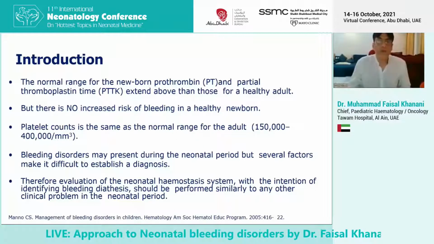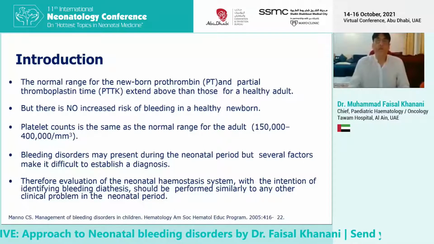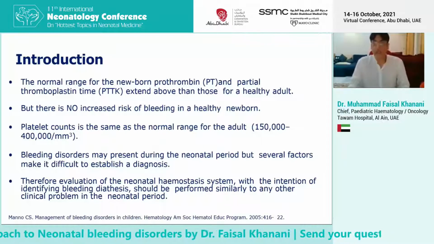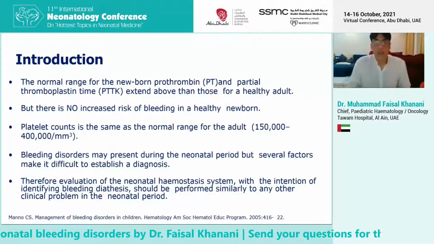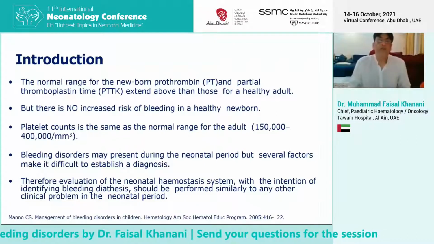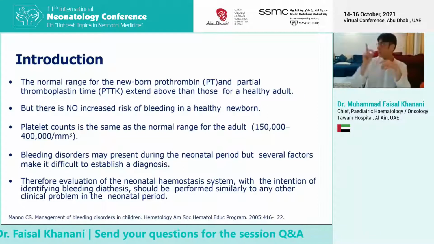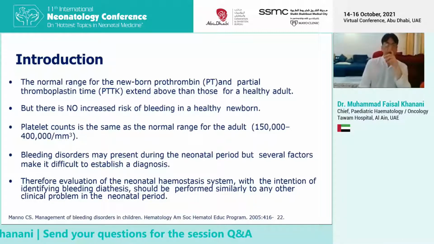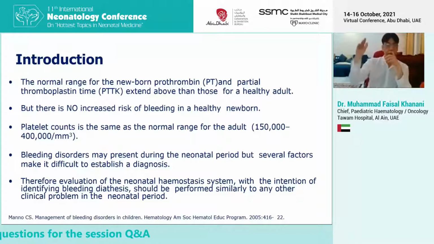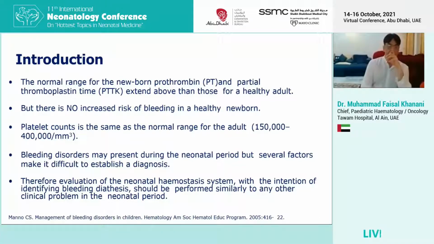From the introduction, the ranges of PT and PTT extend above those for healthy adults. Even though they are on the upper side, there is no increased risk of bleeding in healthy newborns, and the platelet counts are in the normal range. Bleeding disorders may present during the neonatal period, but several factors make it difficult to establish a diagnosis. Therefore, the evaluation of the neonatal hemostatic system, with the intention of identifying a problem, should be similar to any other clinical problem in the neonatal period.